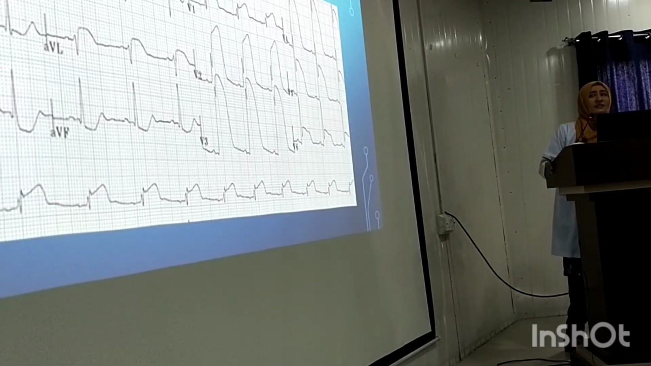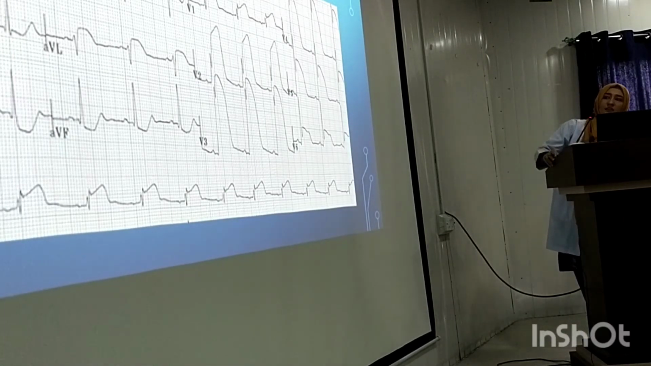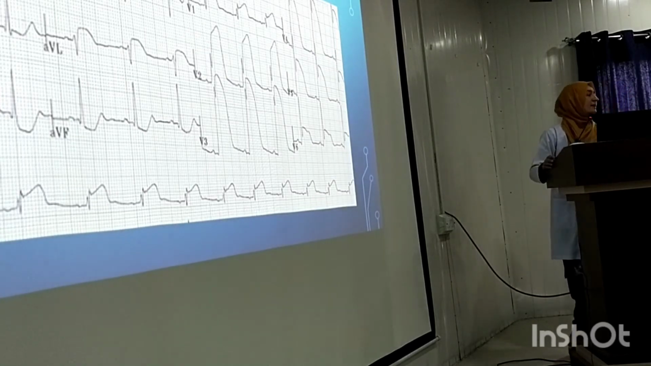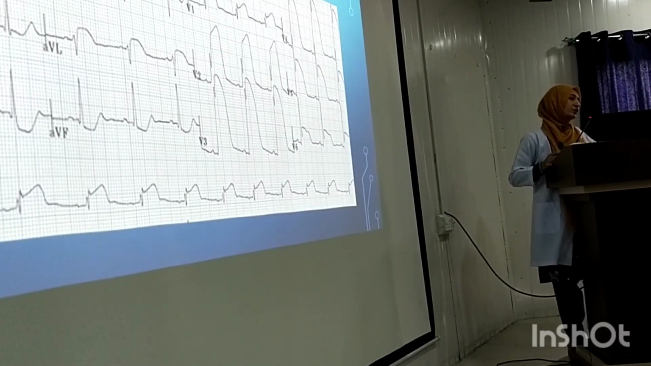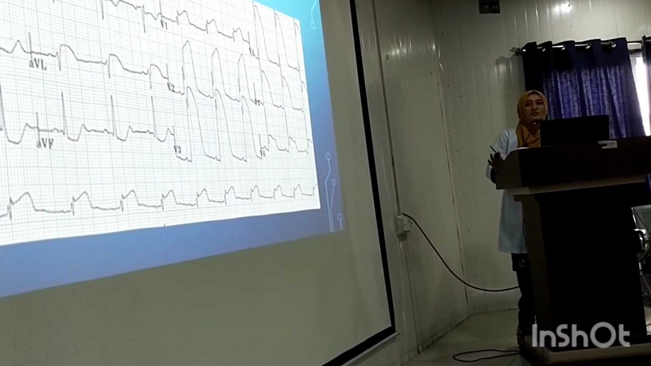Lead 1 also. Basically, it's an extensive MI. There are elevations in lead 1, lead AVL, and then V1, V2, V3, V4, V5, V6. It's a massive MI. Yes, it's an extensive anterior wall MI. Therefore, we have elevations in the anterior leads, and if you can appreciate, there are depressions in the inferior leads as well.